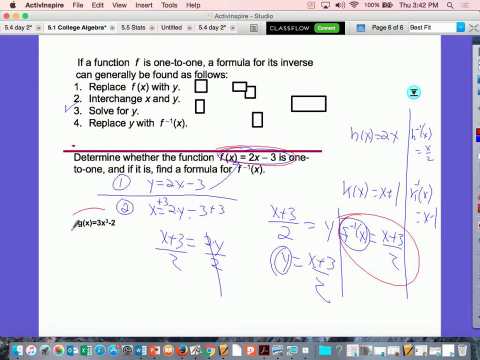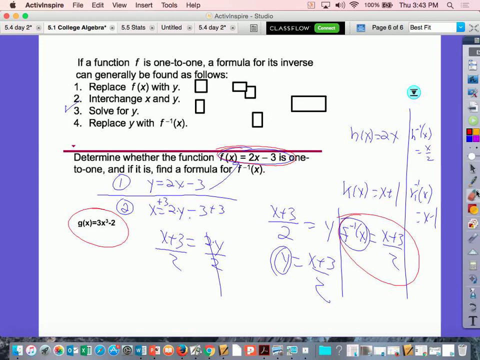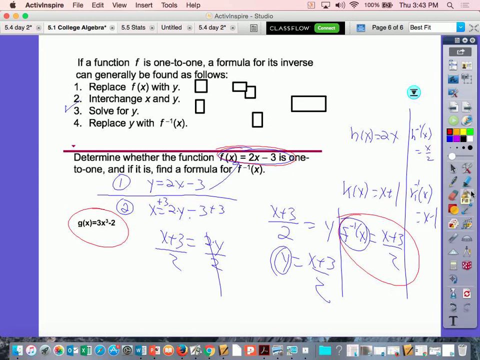So I'm going to give you a minute to see if you can try finding the inverse for g of x. So see if you can follow the steps and see if you can find the inverse of g. Stop the recording if you need to. It's up to you guys.